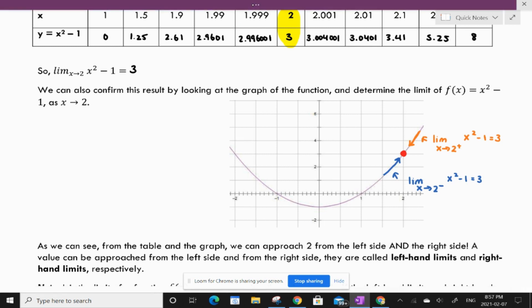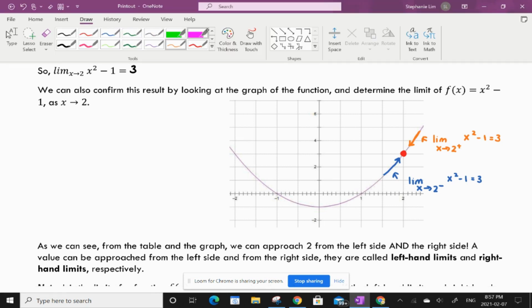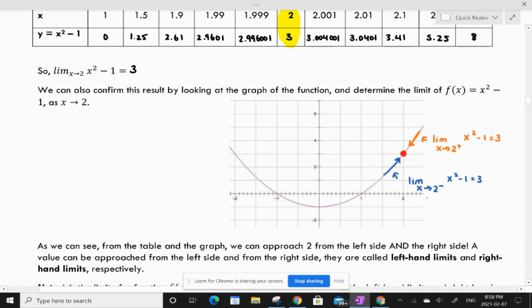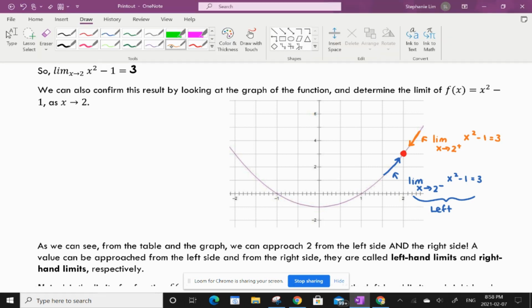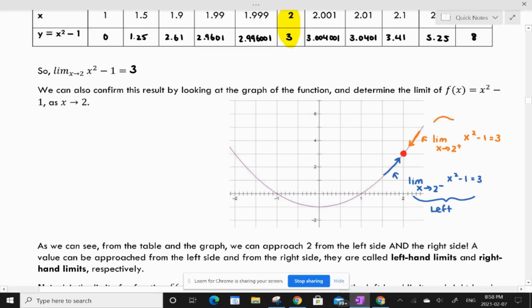That's why we labeled them as left side limit and right side limit. The left side limit is always dealing with coming in just smaller than the x value that you want. So this here is your left-hand side limit. And the other one, the one that I have in orange, represents your right side limit. Now, this is an important note to keep in mind.